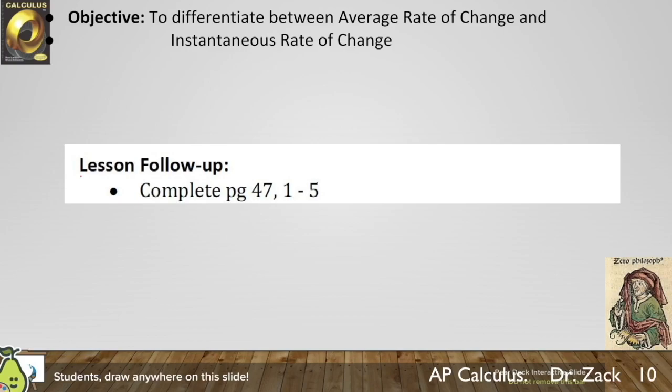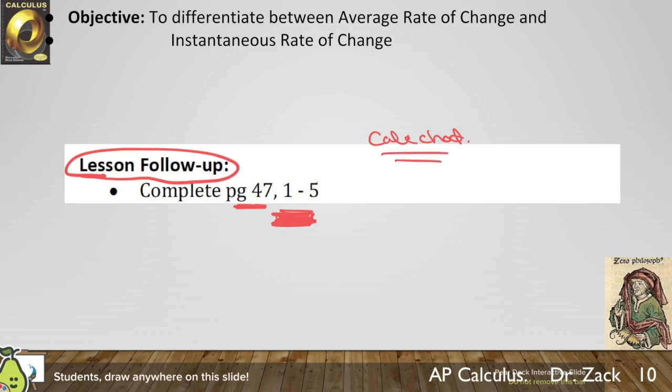So for the 4th part of each of your AP Calculus lessons, you're going to have a lesson follow-up. In this particular case, I'd like you to look at page 47 of your textbook and complete questions 1 through 5. Now, there are many copies of the answers for this book online, especially the odd ones, but if you go to Calc Chat, you'll find the answers, I think, to pretty much everything. So please, when you use a source such as Calc Chat, do the problem first. Once you've completed the problem, then check your answers and make any corrections.